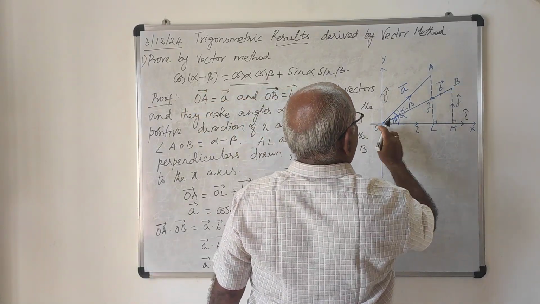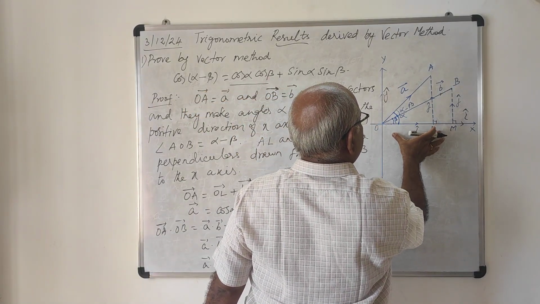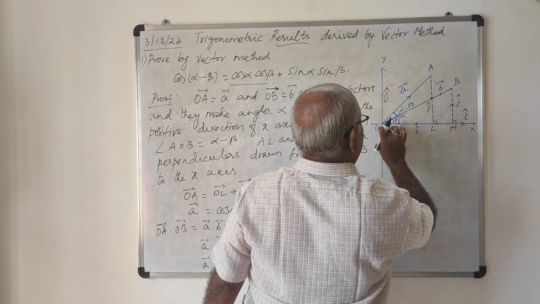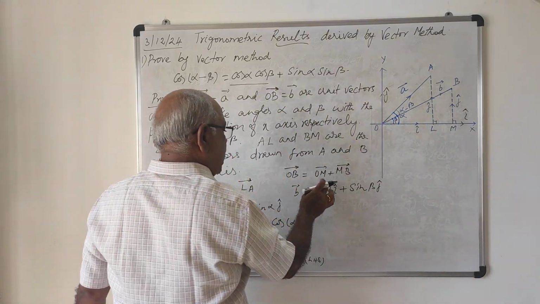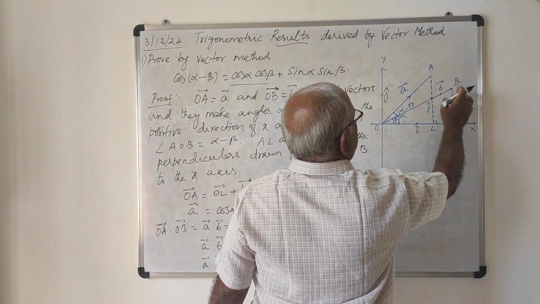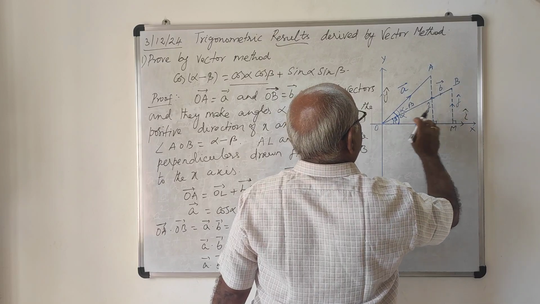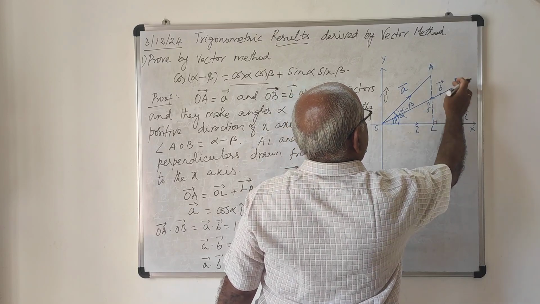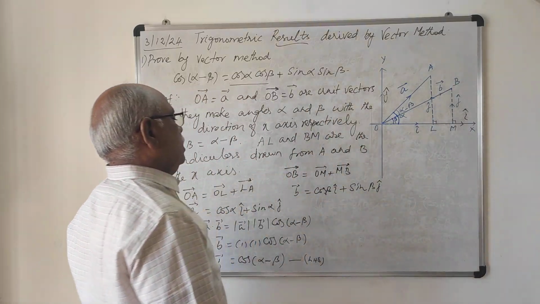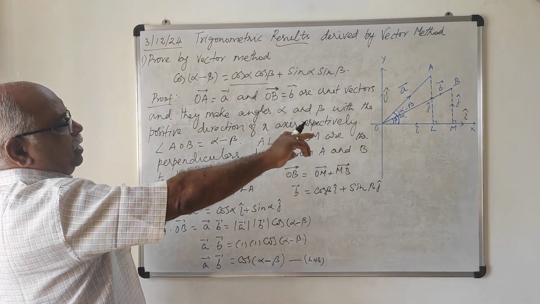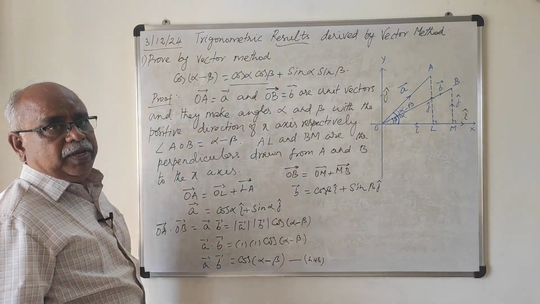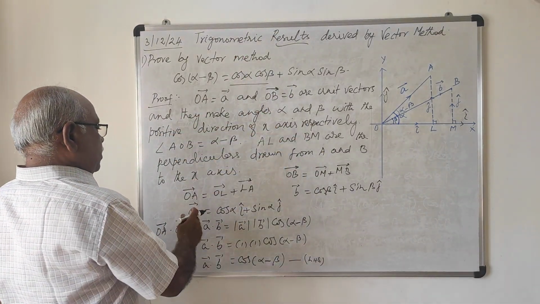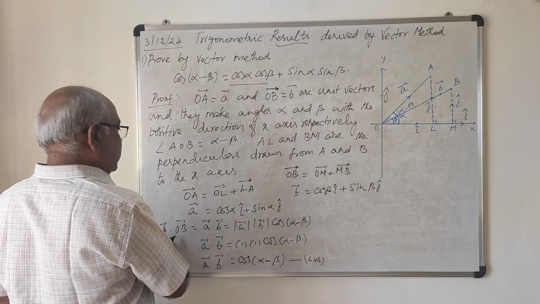Similarly, OB vector is OM plus MB. OM is the adjacent side of angle beta, therefore OM is cos beta into i, and MB is the opposite side of the triangle, sin beta into j. So OB is cos beta into i plus sin beta into j. So A vector and B vector are determined as in the previous case.